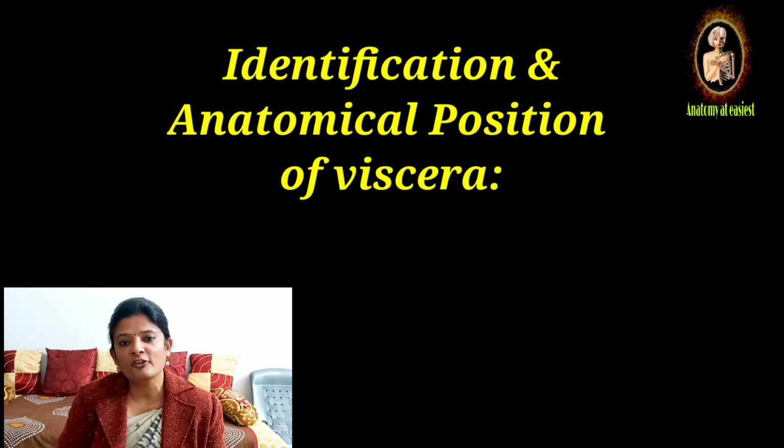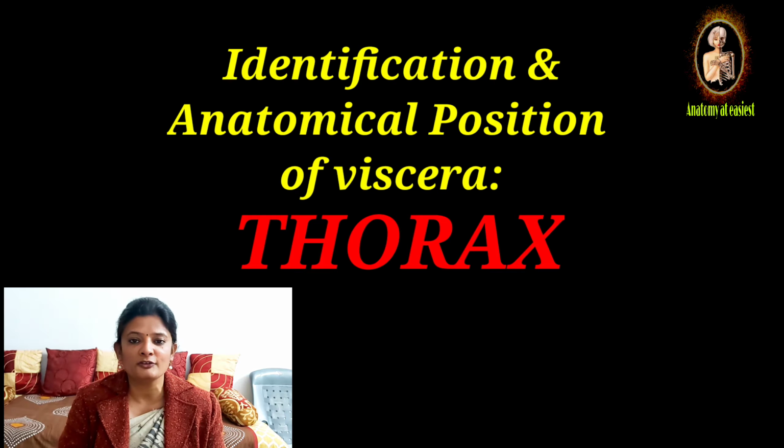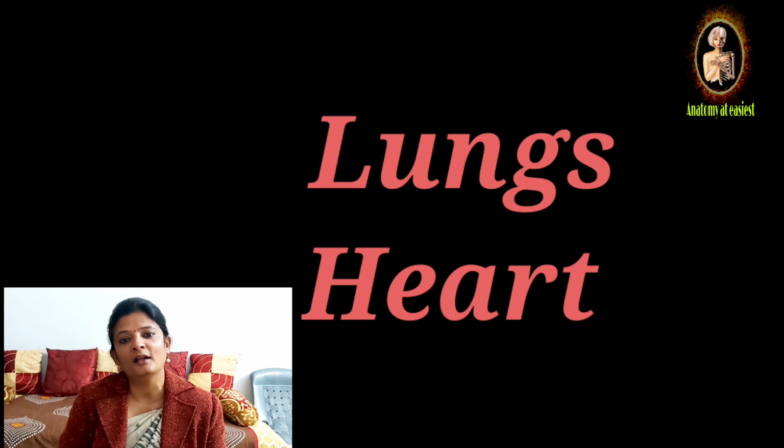In continuation of the previous videos of identification of upper limb, bones of upper limb, this video is about the organs or the viscera of thorax, the identification and their anatomical position only of the viscera of thorax region, that is the lungs and heart.